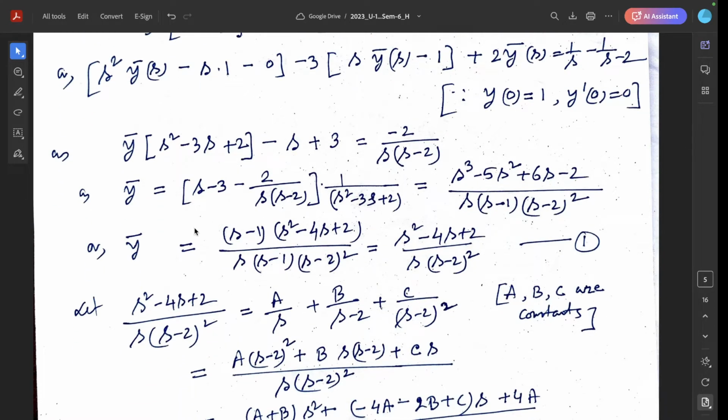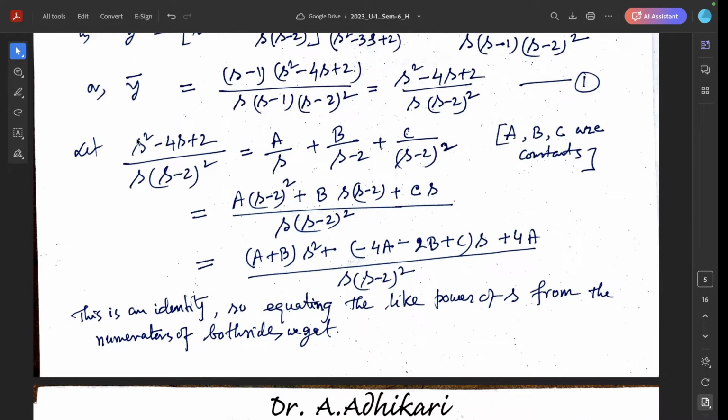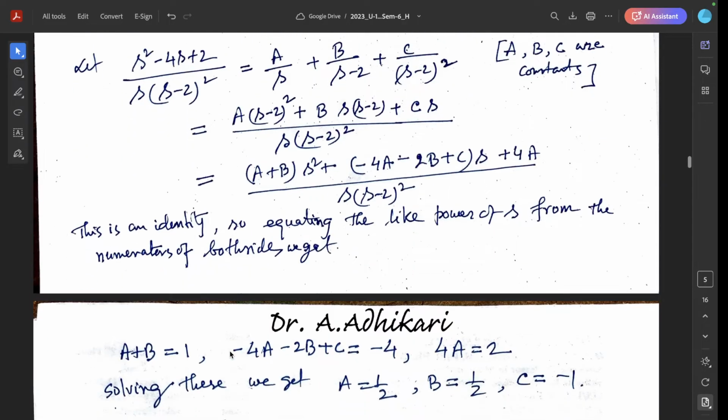After simplification, we can write y bar equal to (s square minus 4s plus 2) by s into (s minus 2) whole square. Taking this into partial fractions, it is A by s plus B by s minus 2 plus C by (s minus 2) whole square. These are constants that have to be determined. Comparing the numerator s square minus 4s plus 2 as an identity, we get A plus B equal to 1, minus 4A minus 2B plus C equal to minus 4, and plus 4A equal to 2.